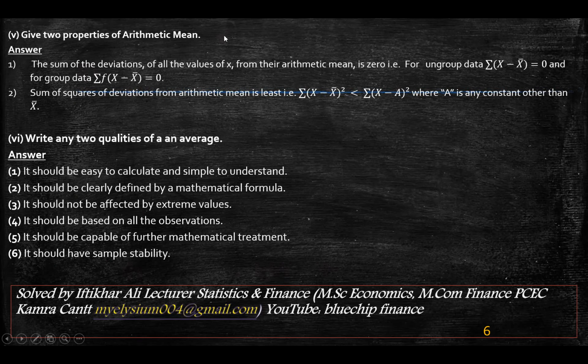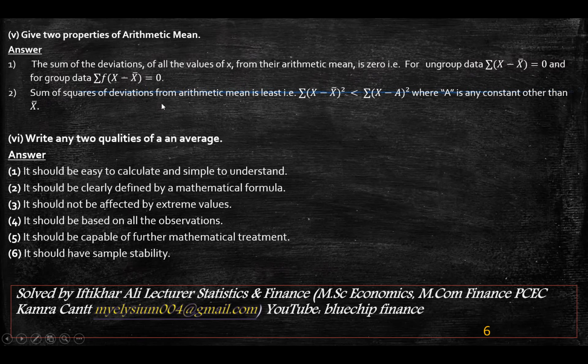Give 2 properties of arithmetic mean. First property is the sum of the deviations of all the values of x from their arithmetic mean is 0. In ungrouped data, sum of x minus x bar is equal to 0, and in grouped data, sum of f multiplied by x minus x bar is equal to 0.